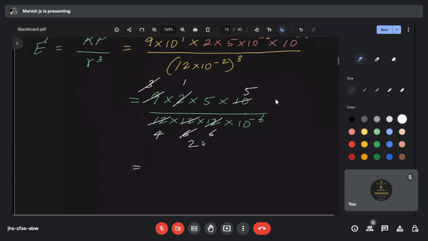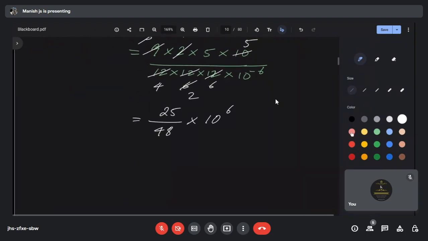So I think that's it. 5 5s are 25, மேல 25 இருக்கு. அப்புறம் கீழே 4 2s are 8, 8 6s are 48. So 25 by 48 into 10 power minus 6, மேல கொண்டு போங்க. You will get plus 6. Isn't it? So into 10 power 6.